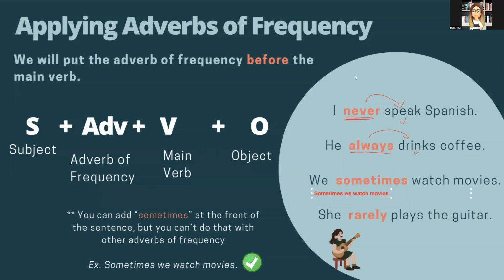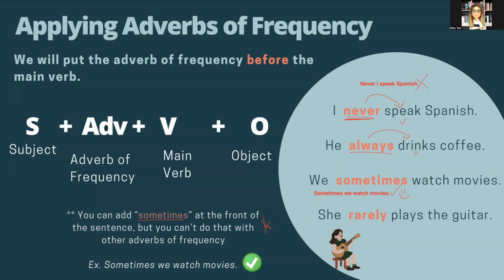For example, if you go, never I speak Spanish. Well, because we have the special case with sometimes over here, we know this one is correct. This one is great because we have this special rule over here. But this is only for the word sometimes. So we have the word never. Never I speak Spanish. Well, that's not part of the rule. So no, this is not correct.